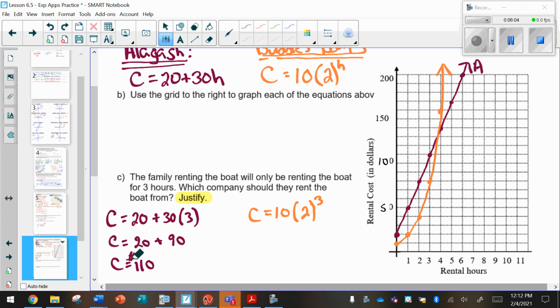So at Allagash, it would be $110. And then over here, 2 to the third power is actually 8. So it would only be $80 for Bubbles'. So which company should we choose? We should choose Bubbles for 3 hours.